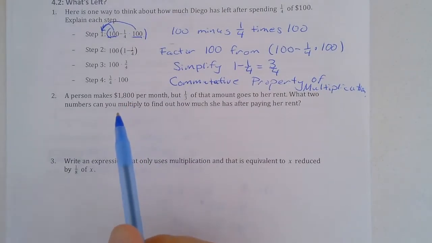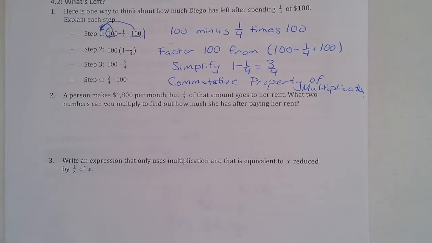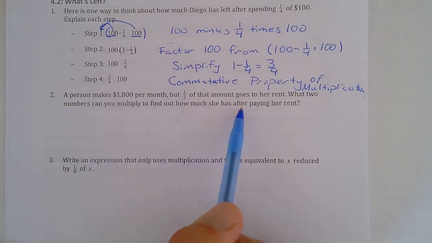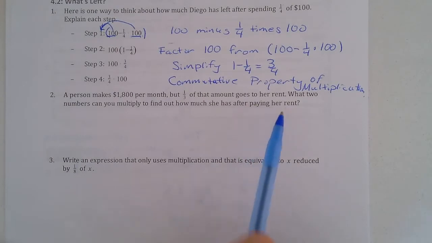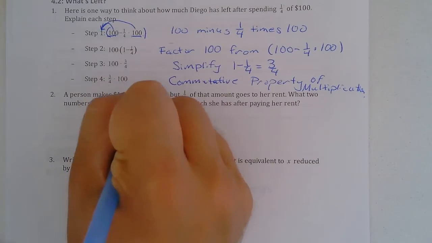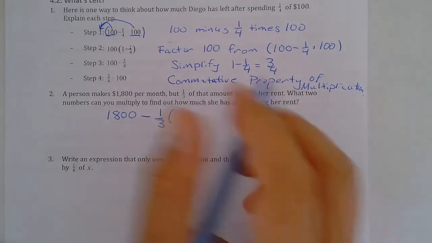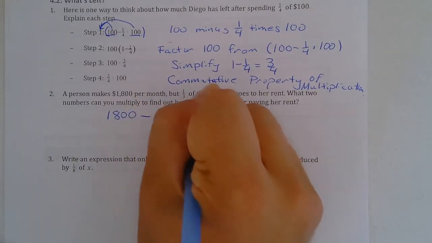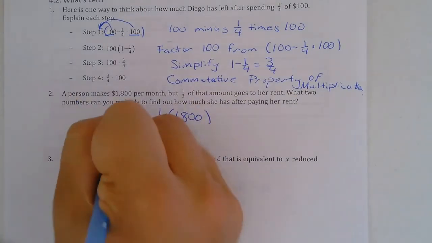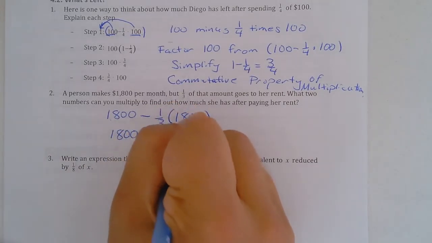So now here, a person makes $1,800 a month, but 1/3 of that goes to rent. What two numbers can you multiply to find out how much she has after paying her rent? Well, remember, what we're doing here is we're saying we have 1,800 minus 1/3 times 1,800. Or remember, we can factor that, so that turns into 1,800 times 1 minus 1/3.